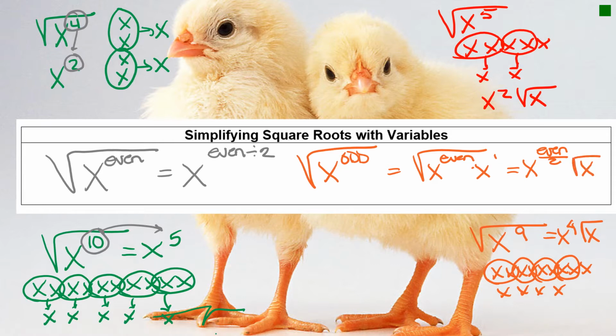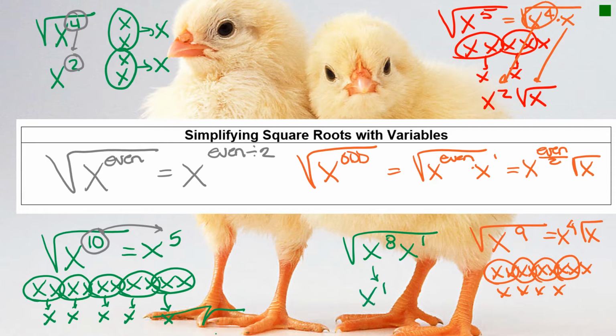So let's look at that. This x to the 5th, I would have rewritten, I would have gone down to the next even number, which is 4 times x to the 1. 4 divided by 2 is 2, leaves one of those x's inside. Here, I would have rewritten this as the square root of x to the 8th. 9 is odd, take it down 1 to make it even, and x to the 1. Because remember how we do x to the 8th times x to the 1? That's 8 plus 1, which is 9. 8 divided by 2 is 4, leaves me with an x.